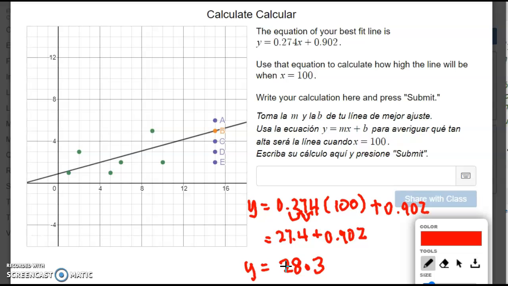Okay, so 28.3. That's what I should get according to my graph. Okay, what was yours like? And yours might look very different to mine. Yours might be closer to 20, maybe it's closer to 40. There will be quite a big range.